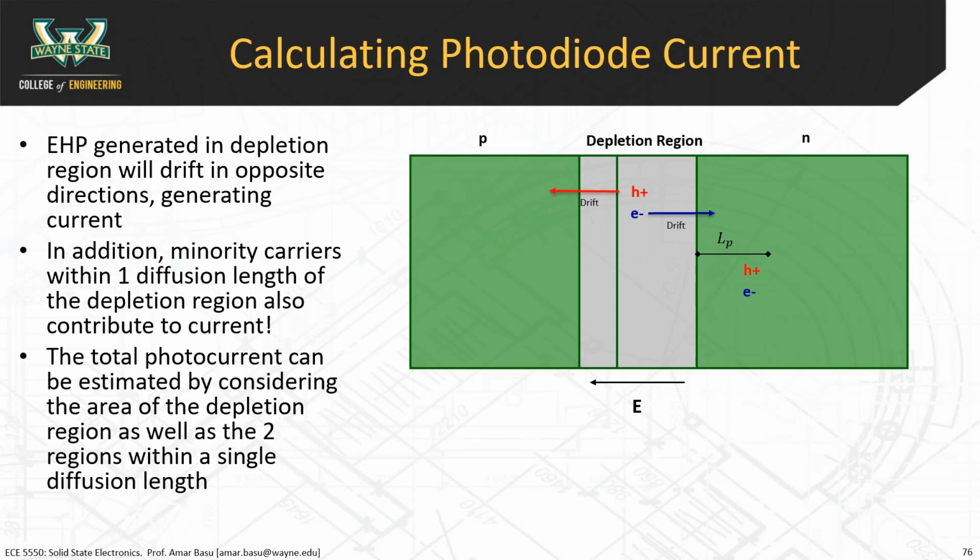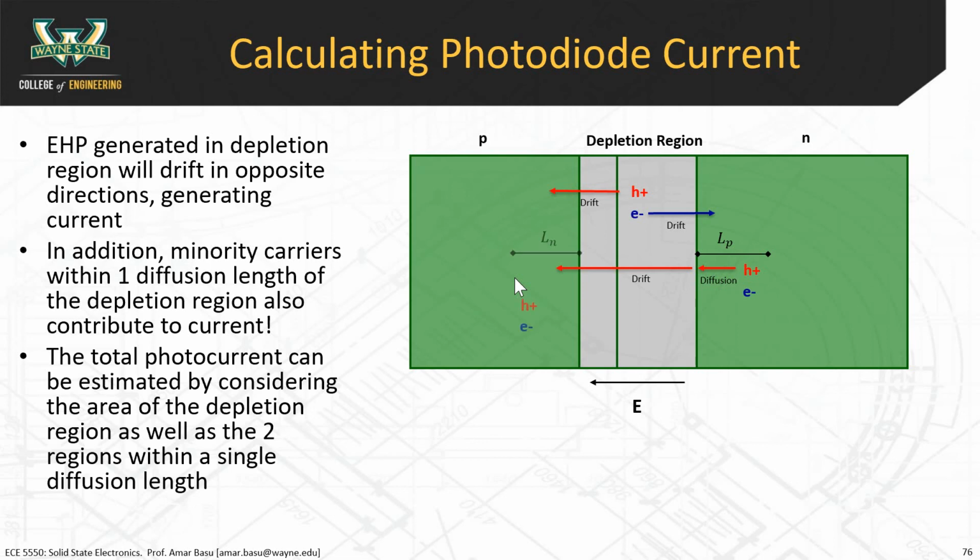That's close. The diffusion length is the average distance a carrier travels before it recombines. LP is the average distance a hole diffuses before it recombines. So if the hole is generated here, it starts diffusing, and if it happens to make it to the depletion region before it recombines, it's just going to get swept across. It ends up drifting all the way through the depletion region and being collected on the other side, and boom, you get some current there.